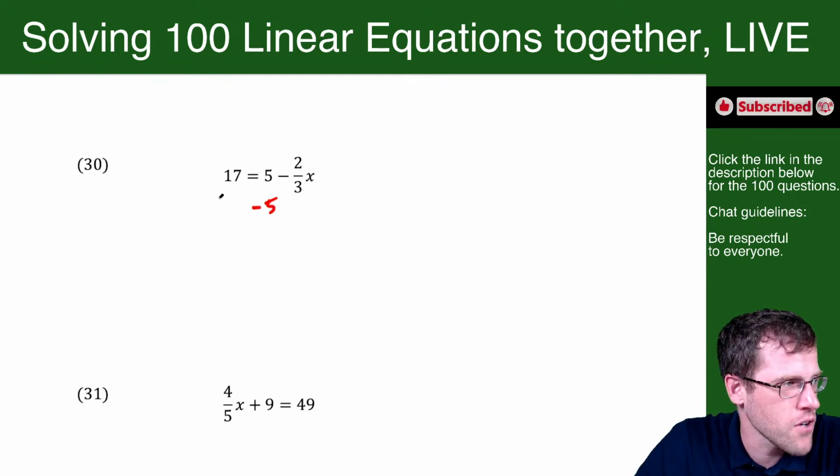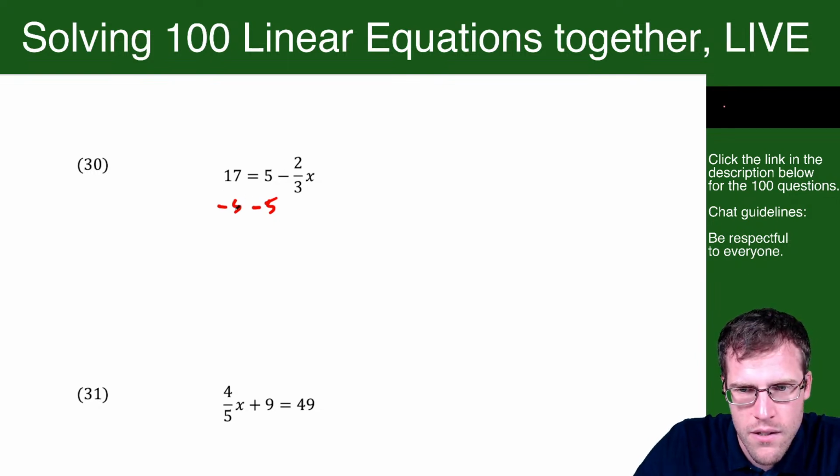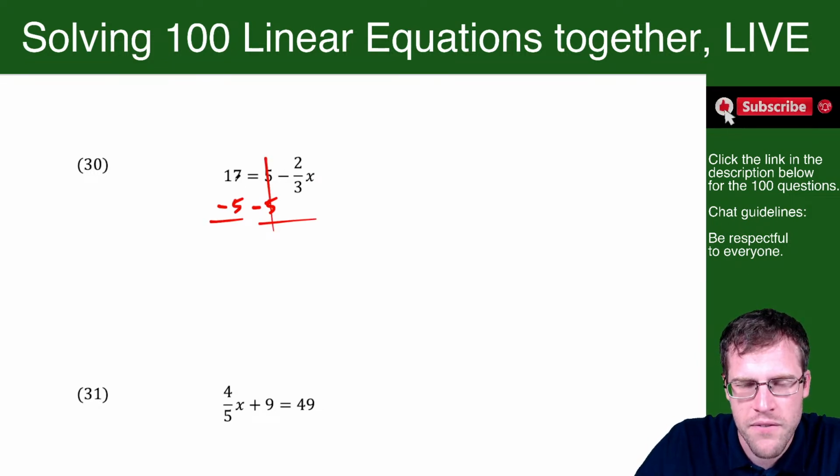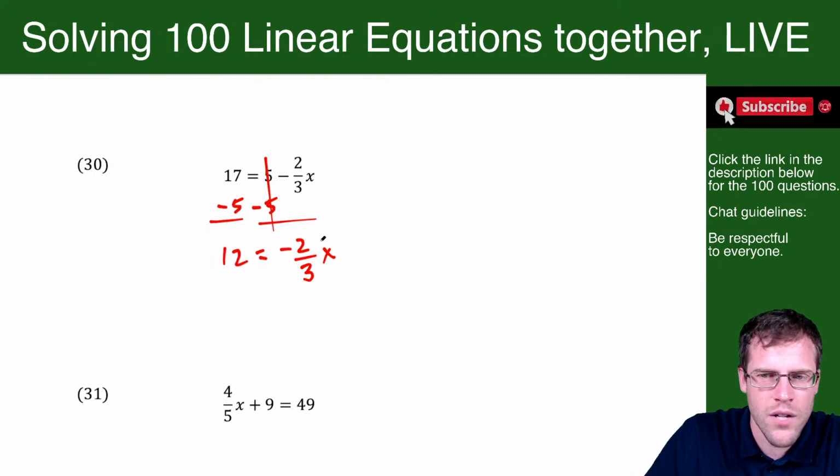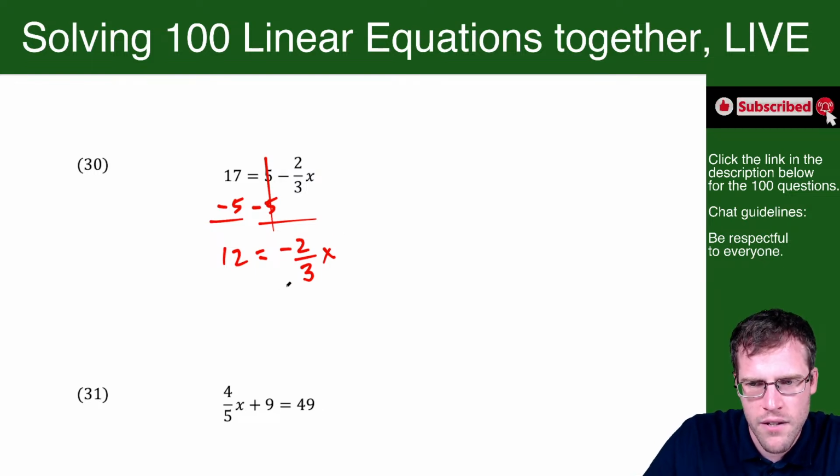So minus 5 on both sides. And now 5 minus 5 cancels. 17 minus 5 is 12. And that is equal to negative 2/3 x. And now from here, we could divide both sides by negative 2/3.